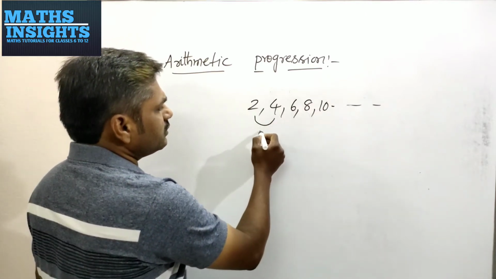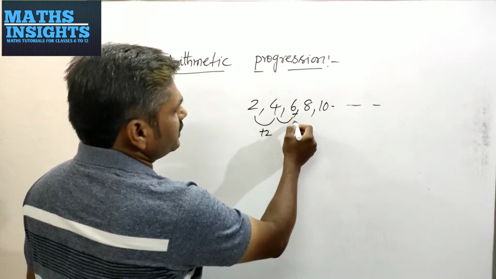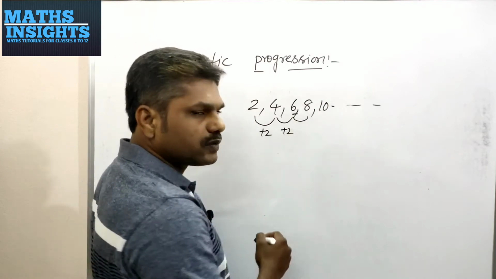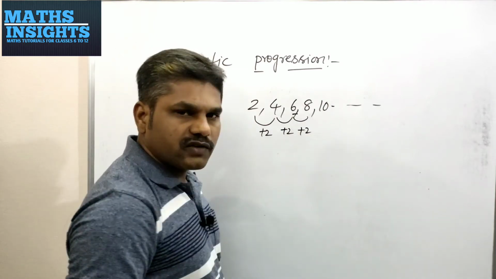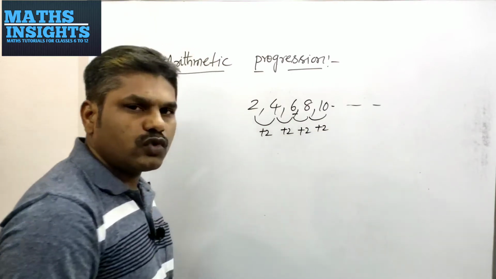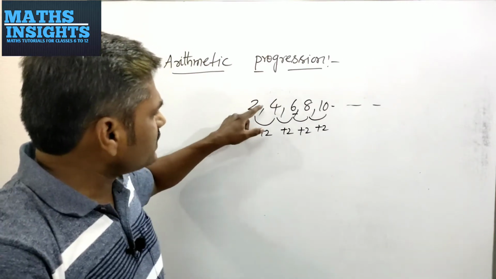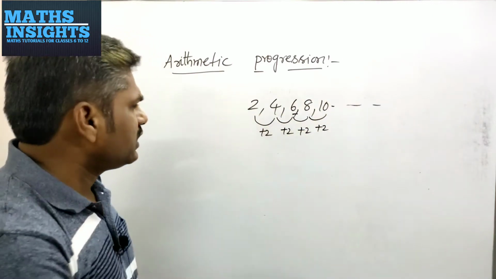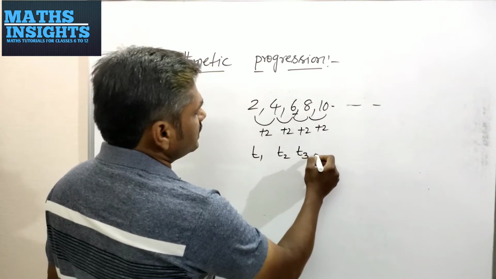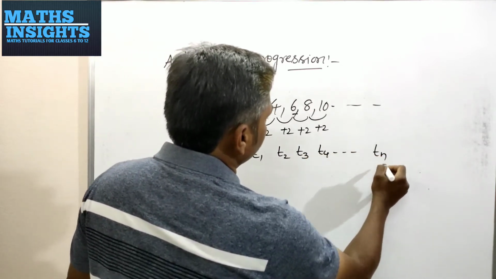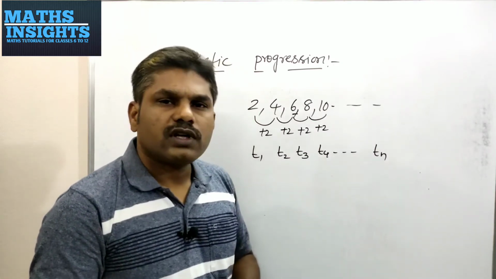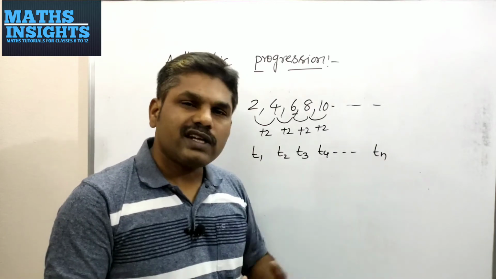4 is obtained by adding plus 2. 6 is obtained by adding plus 2 to its previous term. And also 8 is obtained by adding plus 2 to its previous term. Similarly, 10 is obtained by adding plus 2 to its previous number. All these are called terms of the progression. Generally, terms are represented by using T1, T2, T3, T4 and so on, Tn. T1 means first term, T2 second term, T3, T4 third and fourth terms, and Tn is the nth term.